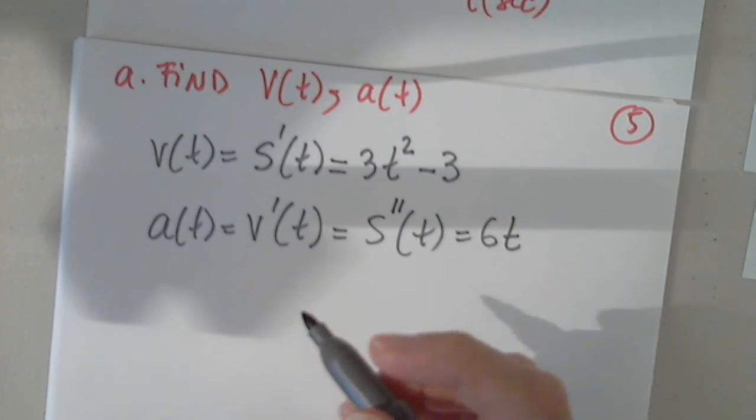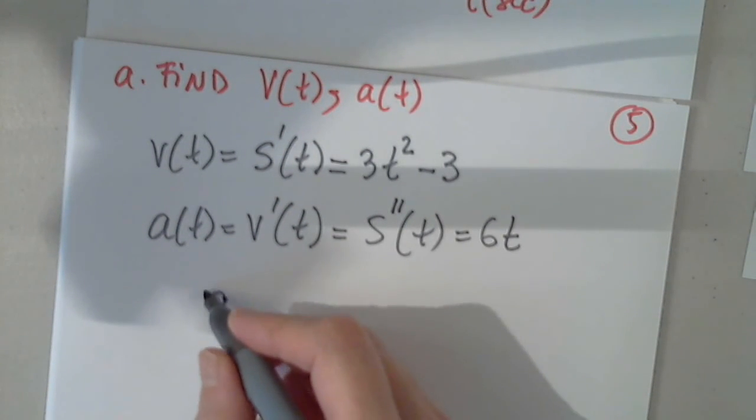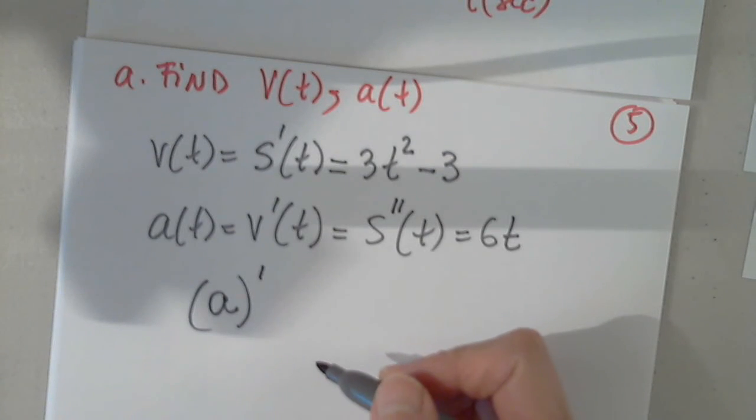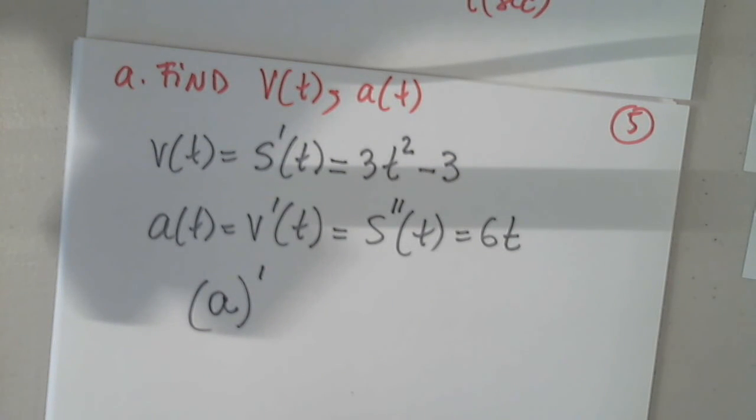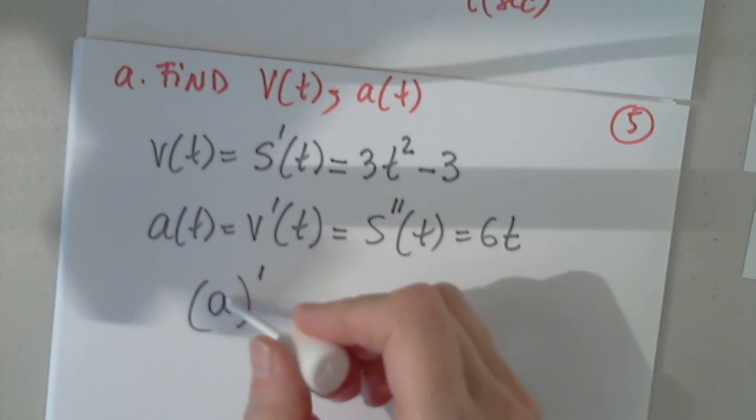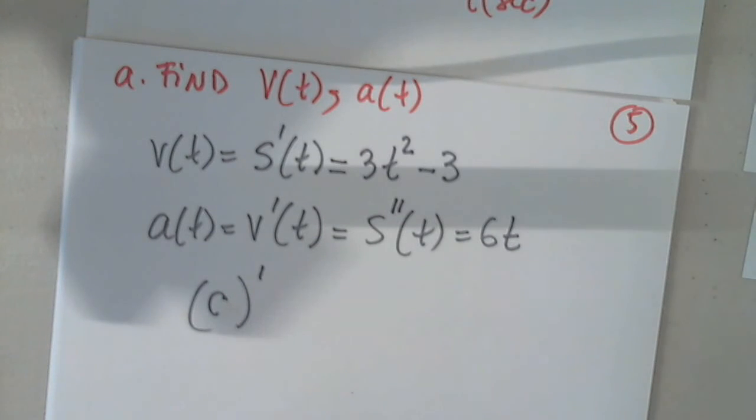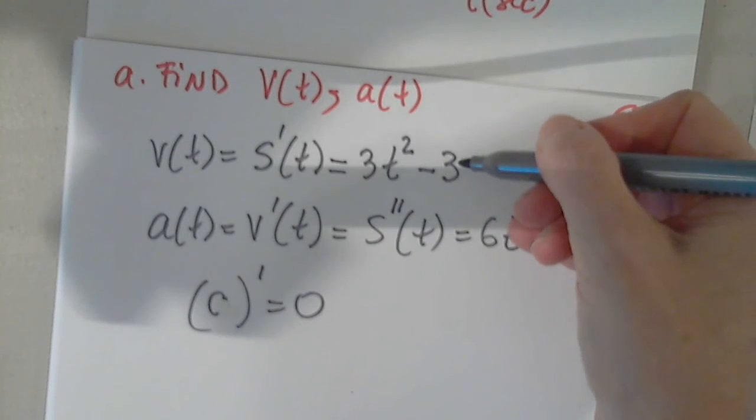I didn't mention, and I want to mention now, any constant. Maybe I shouldn't use A because it looks like acceleration, so let me use C, standing for constant. C prime, the rate of change of any constant, since it's not changing in any way, shape, or form, will be 0. If we differentiate a constant, like 3, we have to get 0.